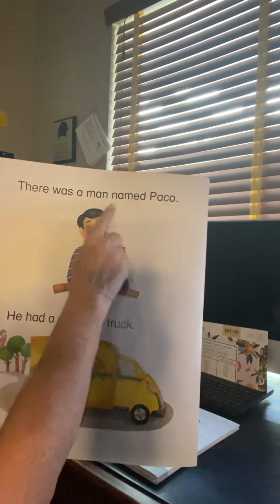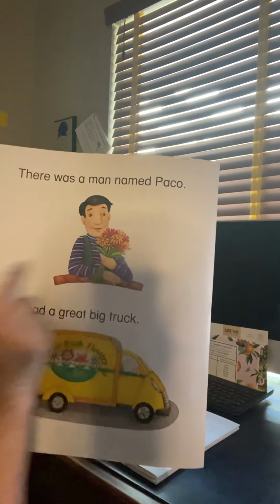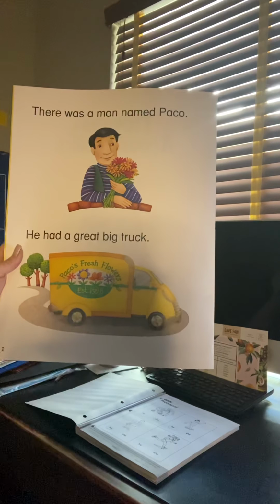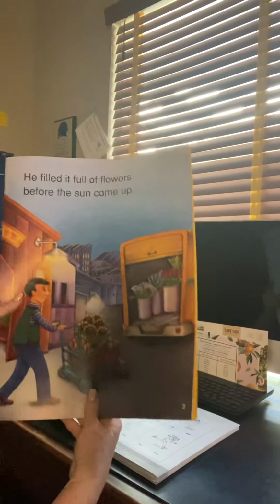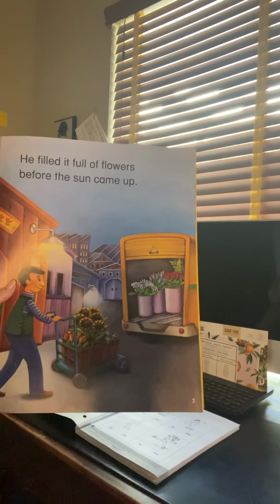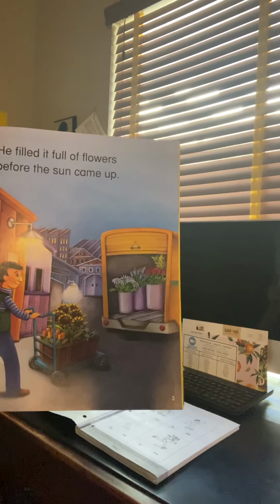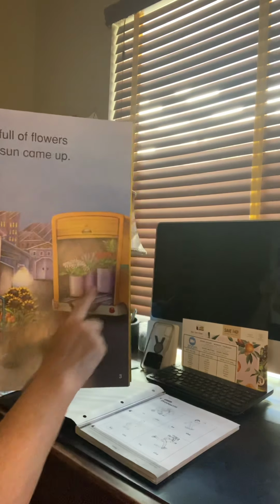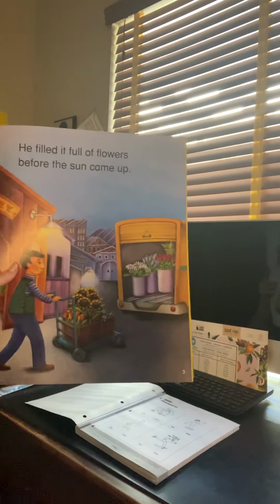There was a man named Paco. Here he is. He had a great big truck. They are calling that a truck, not a van. Flip it around. He filled it full of flowers before the sun came up. Look, it's still dark. He probably gets to work at 5 o'clock in the morning. And look, he's putting all these beautiful flowers in the back of his truck because he's going to start his deliveries. Now the sun is up, right?